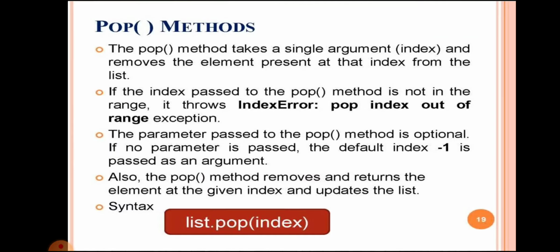Pop method. The pop method takes a single argument, index, and removes the element present at index from the list. If the index passed to the pop method is not in range, it throws an index error, out of range exception. The parameter passed to the pop method is optional. If no parameter is passed, the default index -1 is passed as an argument. If we don't mention the index, by default it removes the last element of the list. The pop method removes and returns the element at the given index and updates the list. The syntax is list.pop(index).